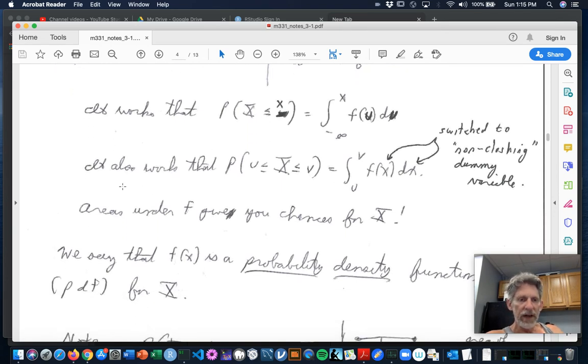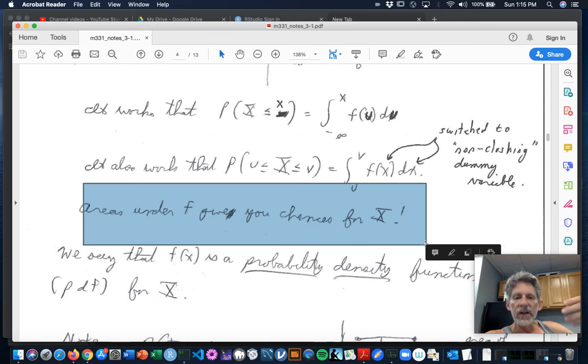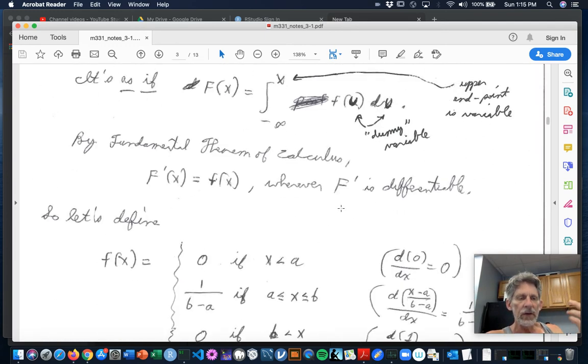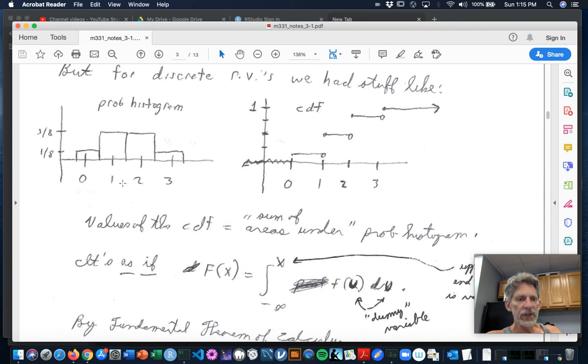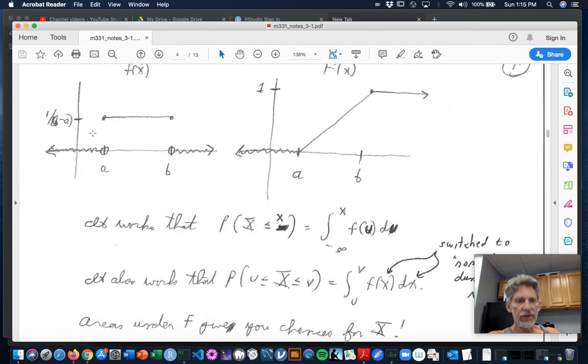Anyway, what's happening is for this little f curve, it's giving you the chances for x. Areas underneath the little f curve give you chances for x, just like with the probability mass function, areas give you chances. Like those two areas from 1 to 2 gave you the chances of getting 1 or 2 heads. It's working the same way with this little f function here.